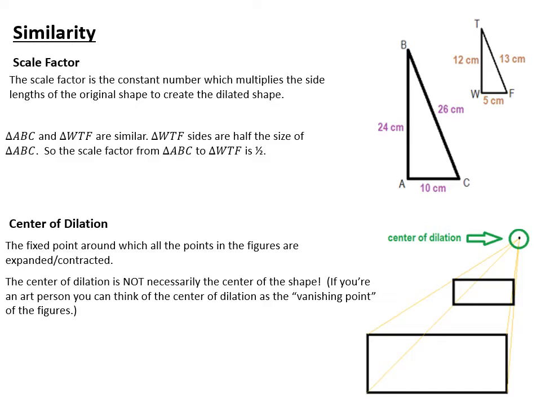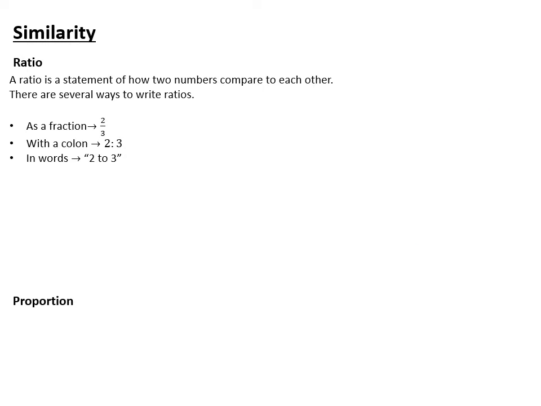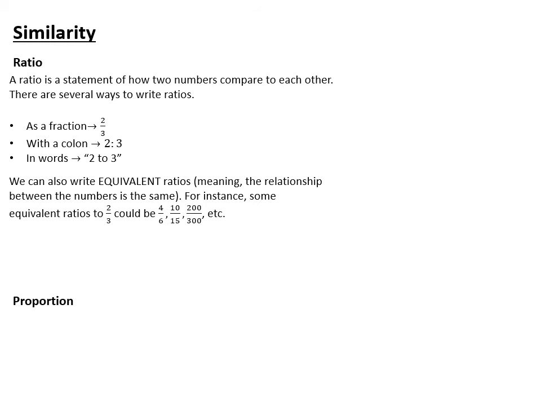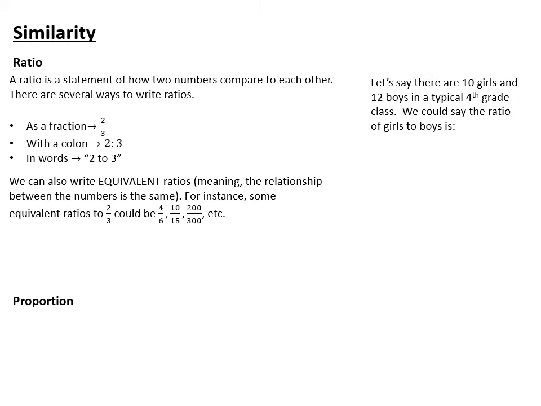Ratio and proportion. Ratio is a statement of how two numbers compare to each other. There are several ways to write ratios: as a fraction, 2/3; with a colon, 2:3; in words, 2 to 3. Notice the one with the colon and the one in words are read the same way. We can also write equivalent ratios, meaning the relationship between the numbers is the same. For instance, some equivalent ratios for 2:3 could be 4:6, 10:15, 200:300, etc.